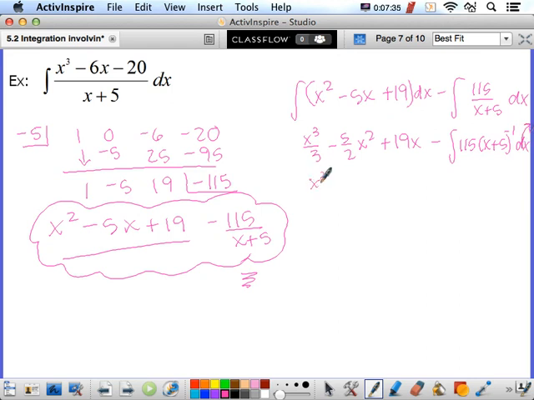So we'll bring down the rest of it. And that'll just be our coefficient minus 115. And then this will become a what? A natural log, because it's to the negative power. -1 power. If it were anything else, we could do the power rule. The -1 power turns into the natural log of the absolute value of x plus 5. And I'm out of room, but we need a plus c. There we go.